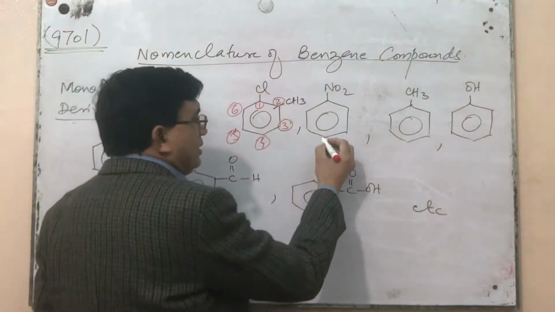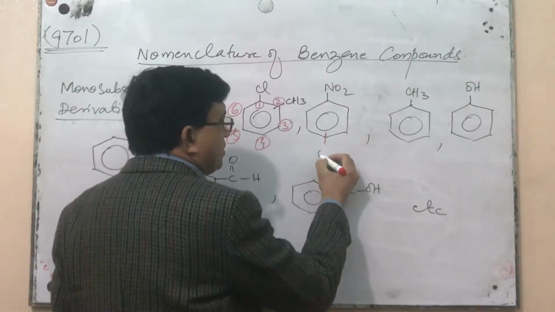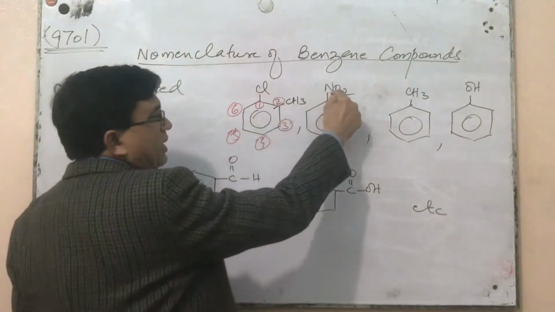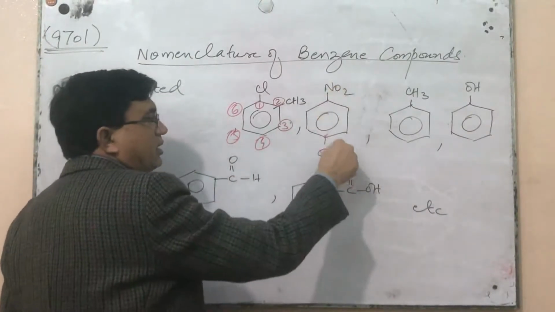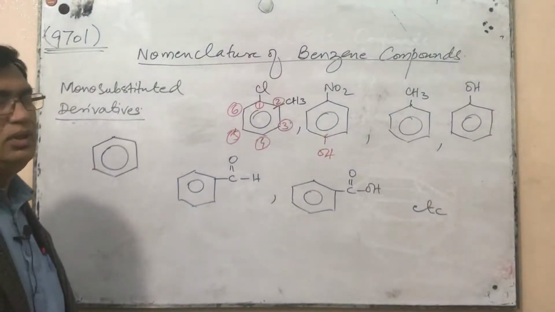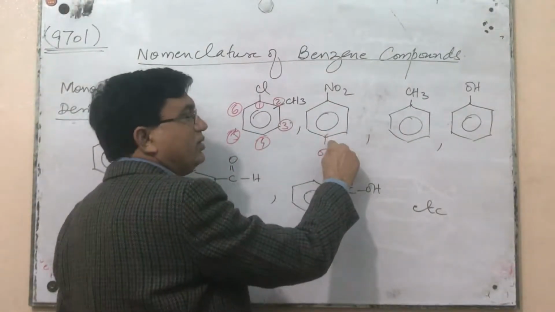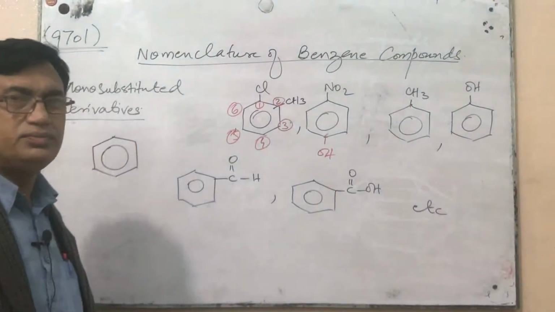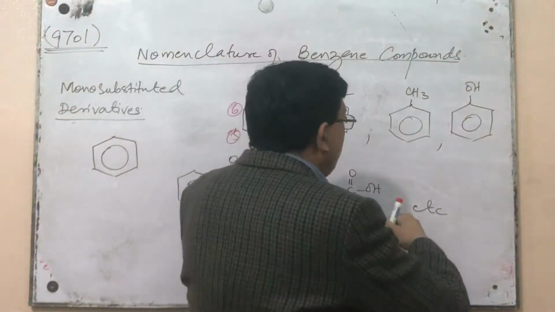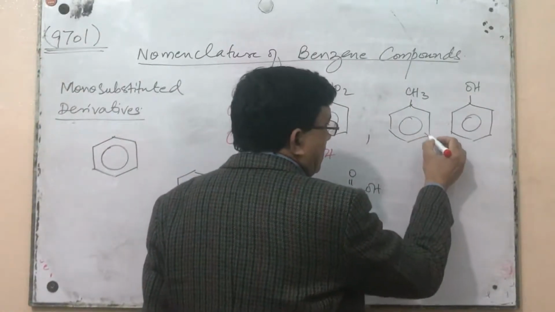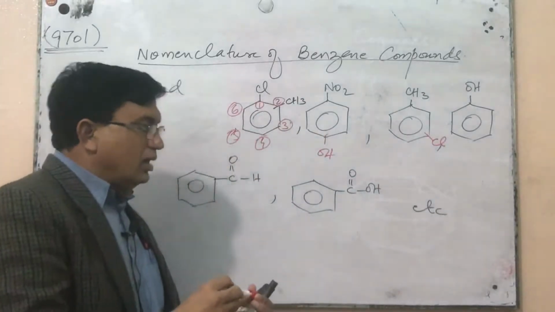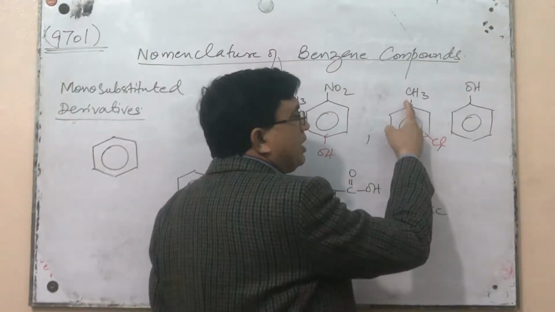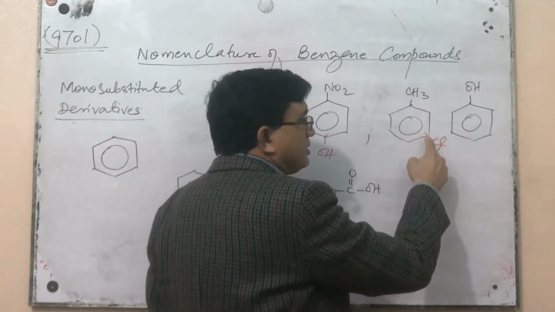If I write here just like this an OH group, then automatically we understand from this numbering that both of these are present at number 1 and 4. If we take this as number 1, this will be present on number 4. And if this is taken as number 1, this will be present on number 4. Now, if some other group is present here, then definitely it will be at number 3 position. For example, if this carbon is number 1, this is second, this is third.